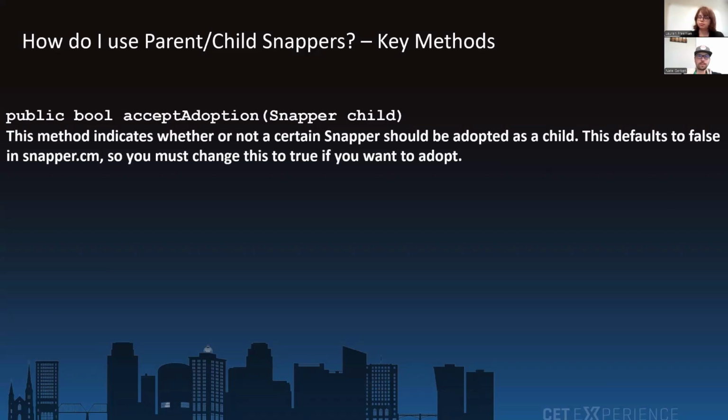First of all, accept adoption. Straight up, does this snapper allow child snappers to be adopted? By default, this is false. So if you want to use parent-child snappers, you're going to have to change this to true if you want to be able to adopt child snappers. And since it passes in the child that it's checking for, you can conditionally choose what types of children you're allowed to adopt.